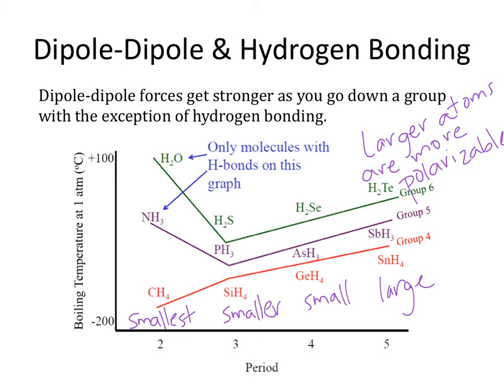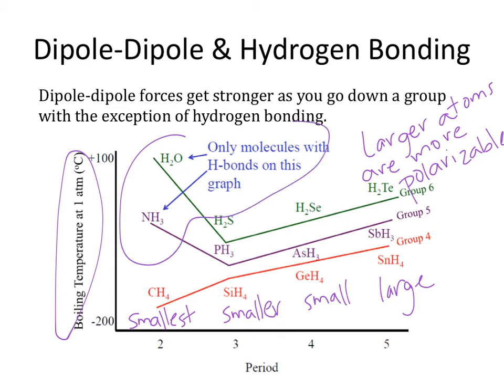And so as they get larger, the boiling temperature, which is an indicator of intermolecular forces, gets greater. Notice that the exception is hydrogen bonding. Water and ammonia both have hydrogen bonding because an N is bonded to an H in one molecule and is attracted to an H in a different molecule. So notice that hydrogen bonding is an exception to larger atoms having greater intermolecular forces.